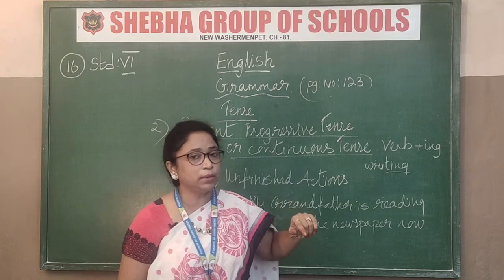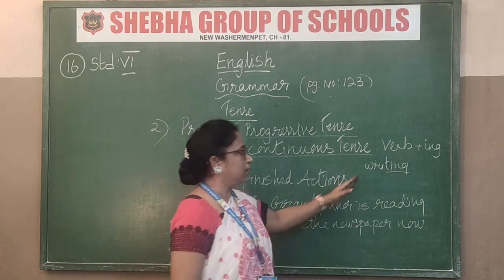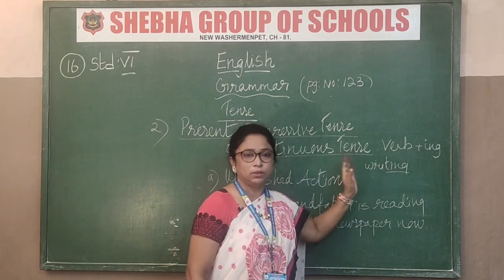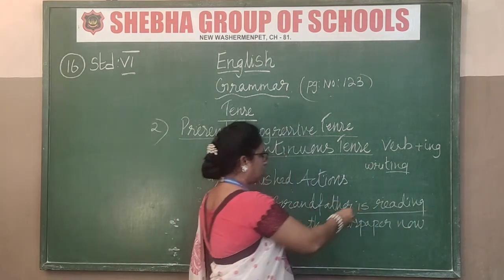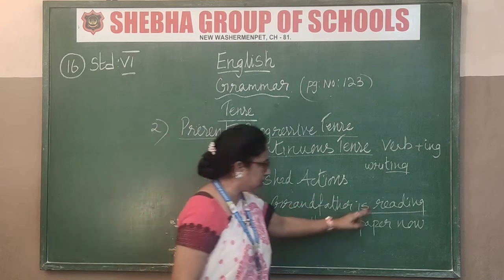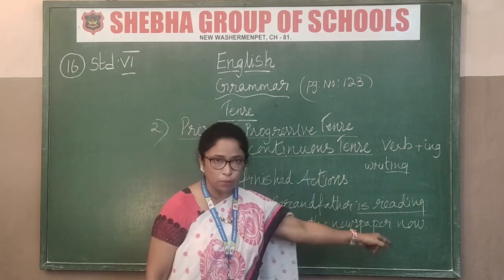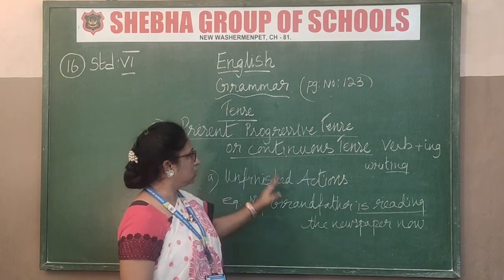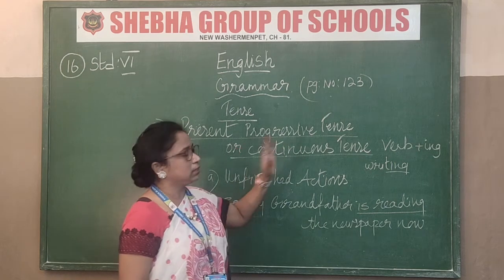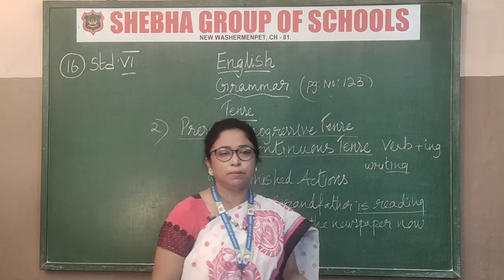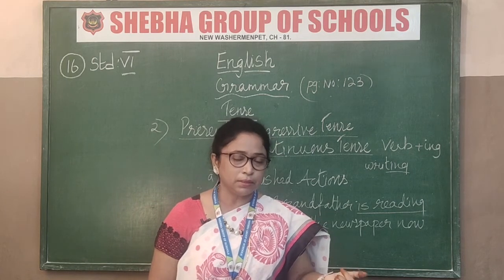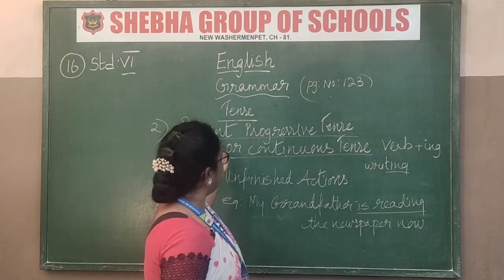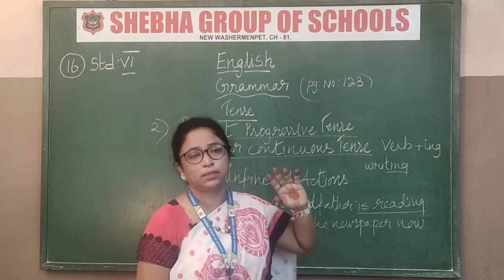How will you find out the progressive? In the verb. Verb will be containing what? ing. So see now what is the verb here? Is reading. Got that now? My grandfather is reading the newspaper now. So this is called the present progressive tense. Now next is again the same thing, simple past tense, and the next is the past progressive tense. That's all, these two only.